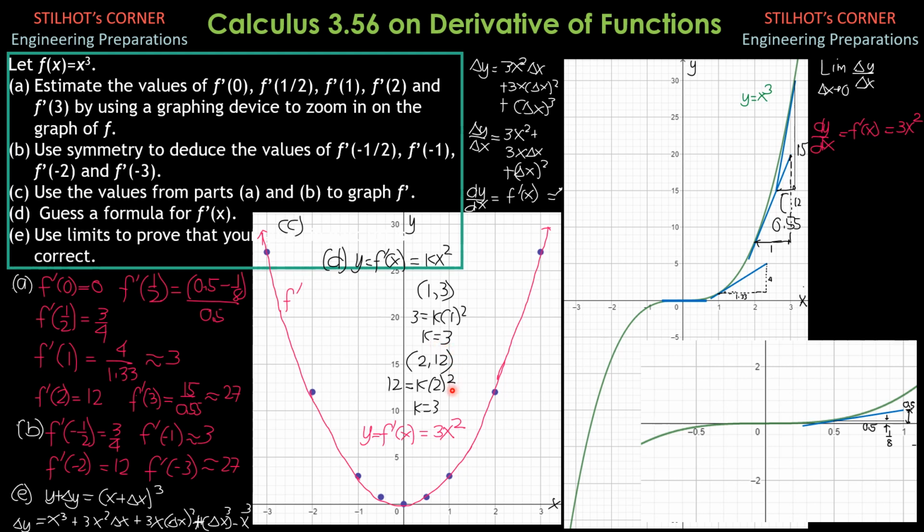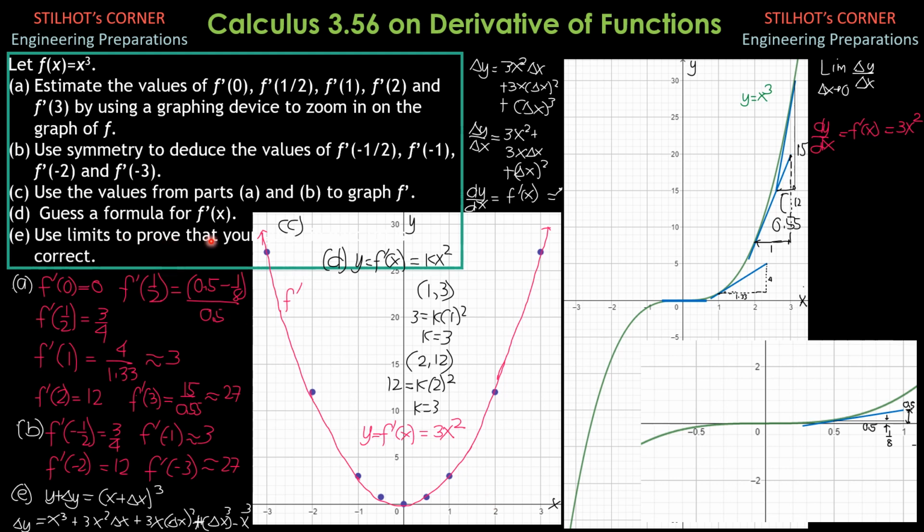Then another point would be at 2, 12. When x is 2, the slope is 12 in our guess here. So k is also 3, just to check that for the selected points, the value of k is the same. So thereby, our estimates for the slopes are correct. So therefore, f prime of x is indeed 3x squared. So this is k equals 3 and x squared.